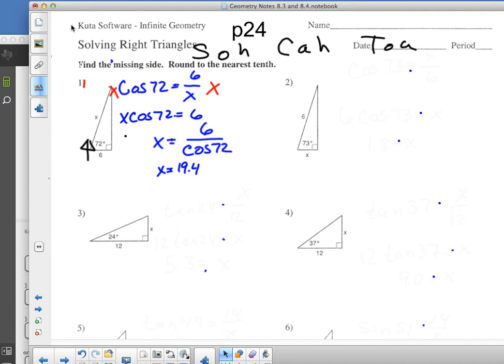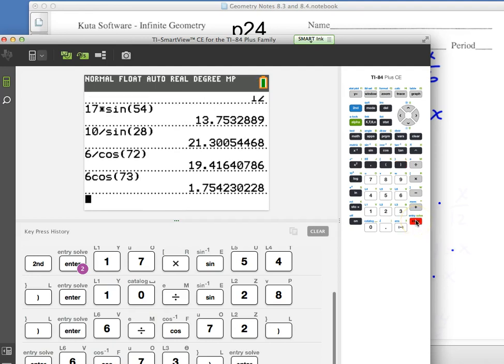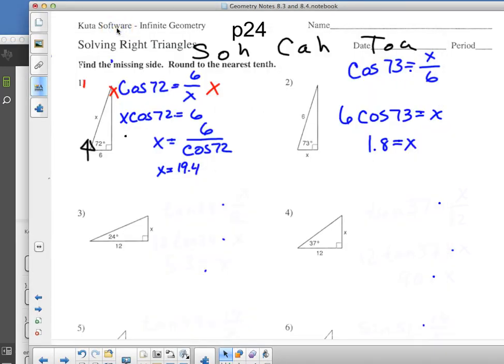Now, next one, 73. X is adjacent, 6 is hypotenuse. This is nicer because X is no longer on the bottom. So I'm multiplying by 6 on both sides. I pop that in my calculator, and I get 1.8. Now, it's a little different, so I want to make sure it's clear. 6 cosine of 73, right? So I've got myself 6 times cosine of 73. Notice I didn't put a multiply sign in between on this. Okay, when I don't, it just automatically assumes that I am. So it's 1.75, but I'm supposed to round to the tenth. That direction's at the very top of the sheet. Okay, that's why the 5 brings the 7 up to 8. And that's where we get 1.8. We doing okay?